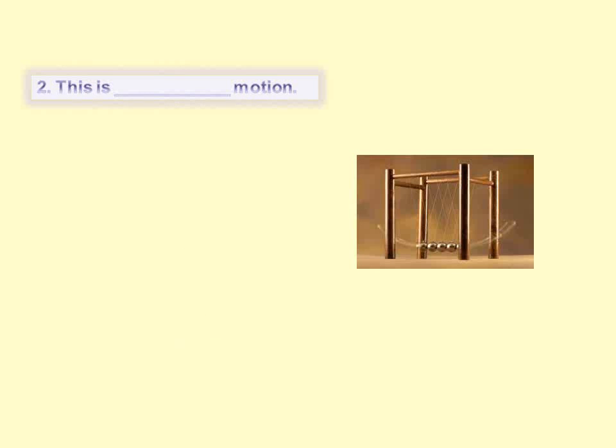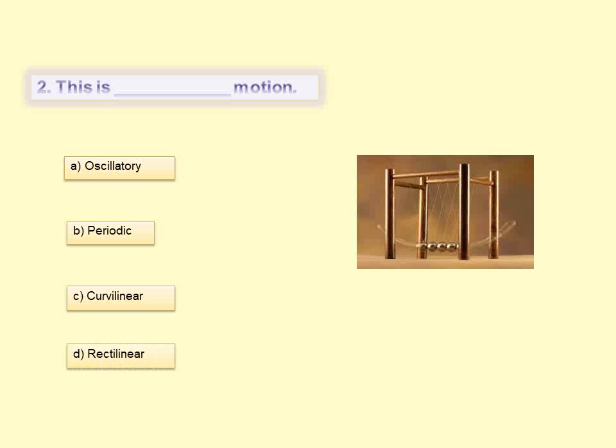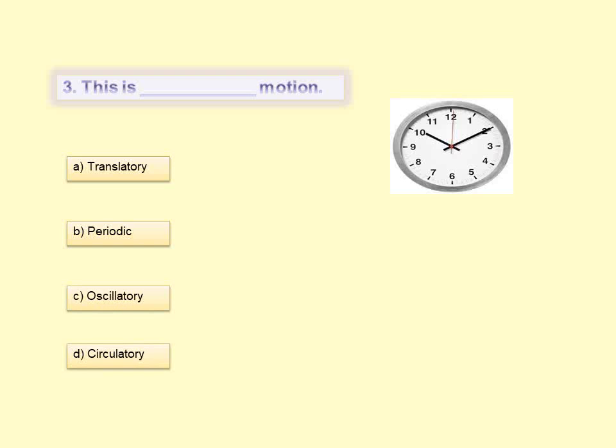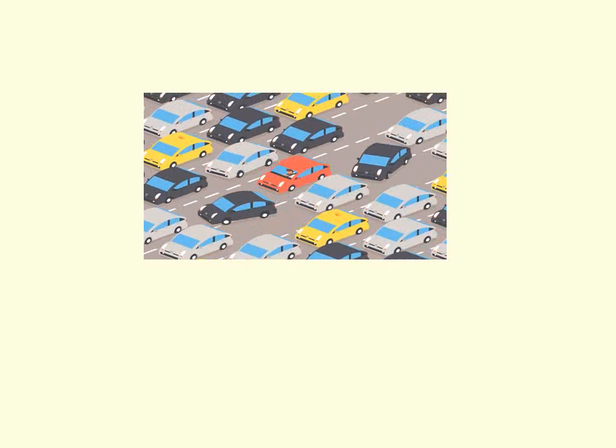Okay, what type of motion does this body have? The first one, oscillatory, periodic, curvilinear, and rectilinear. The answer is oscillatory motion. It means it can repeat itself in equal intervals of time. And we have the clock kind of motion: translatory, periodic, oscillatory, and circulatory. We have here periodic motion. It can repeat itself in equal intervals of time.